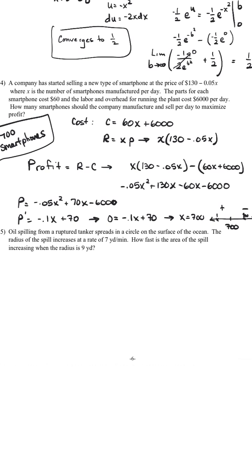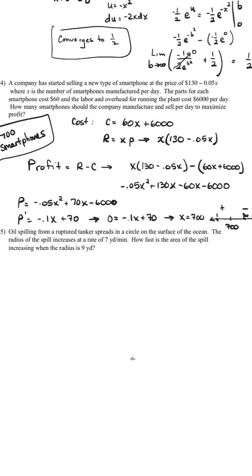Okay, question 15. We have a circle that's growing in area because oil keeps spilling out of this tanker. How fast is the area of the spill increasing? So the question is, how fast is the area increasing? So in other words, what's the rate of change of area? How fast is the area of the spill increasing? That's rate of change. Rate of change is derivative. Now, how fast is a matter of area per minute.